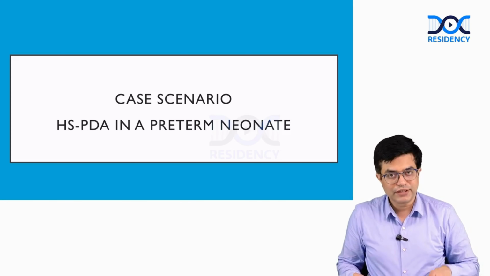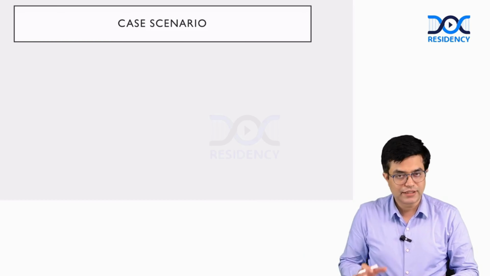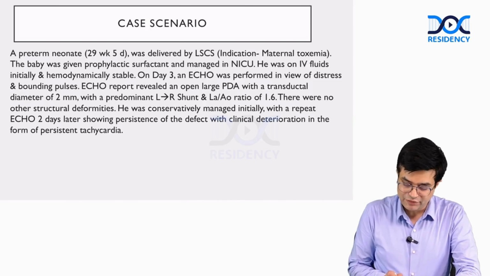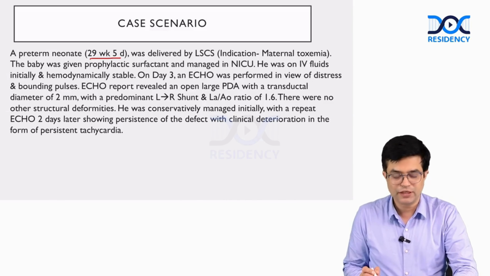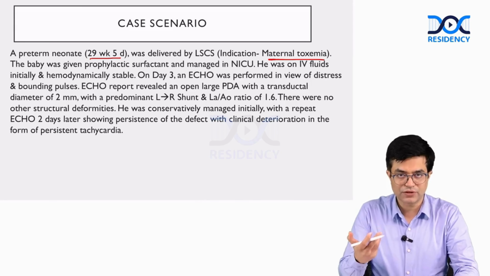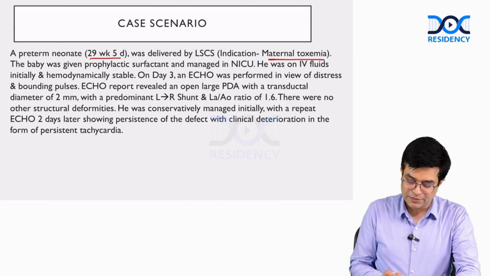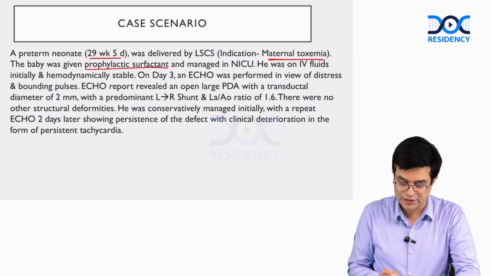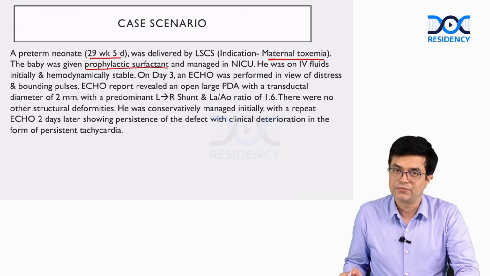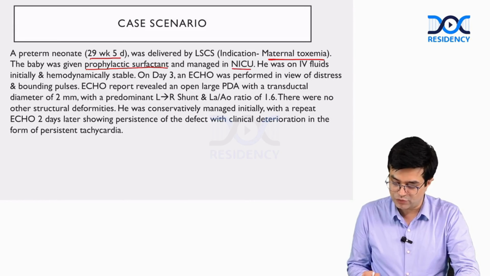So let us start with the case scenario first of all. There is a preterm neonate, 29 weeks 5 days, who was delivered by lower segment cesarean section. The indication was maternal toxemia of pregnancy. So the baby was delivered because of maternal indication. The baby was given prophylactic surfactant because it was a preterm child, so it was decided to give surfactant therapy and managed in newborn ICU.